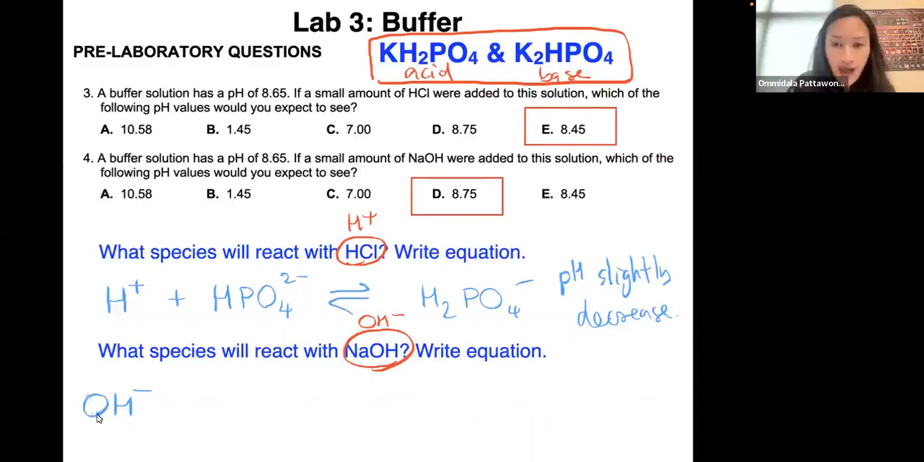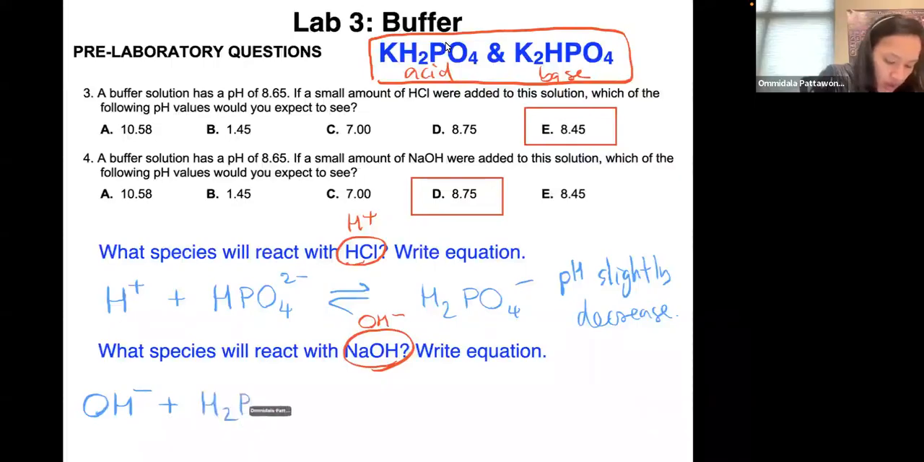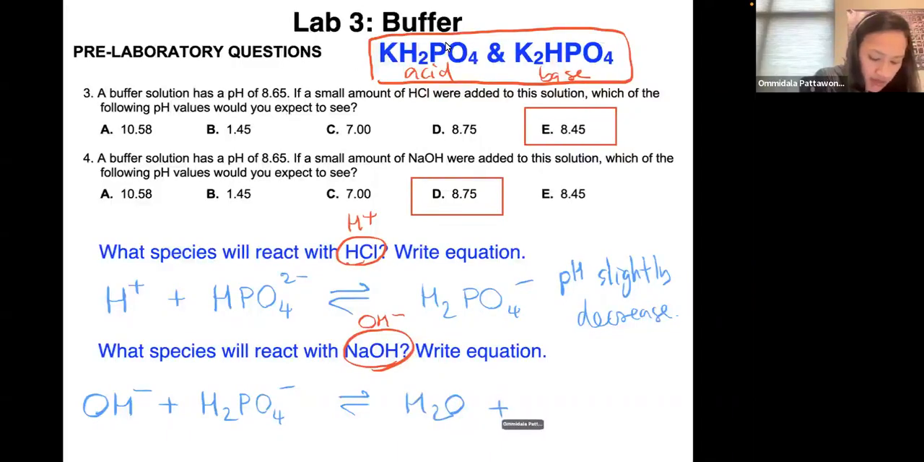Which component would this hydroxide ion react with? Well, this hydroxide ion would not react with the base. Base and base would not react with each other. But the base hydroxide would definitely react with an acid, because base and acid can neutralize each other. So in this case, hydroxide ion reacts with the acid H2PO4 minus. The hydroxide ion will accept a proton from the weak acid, yielding water and the other species, the conjugate base, HPO4 2 minus.